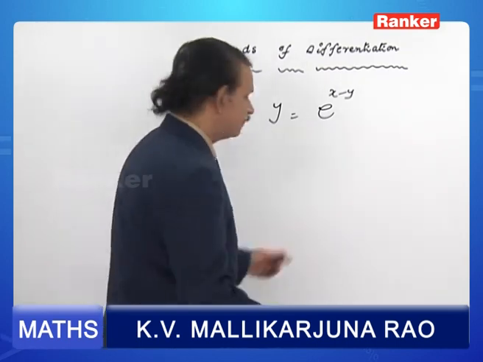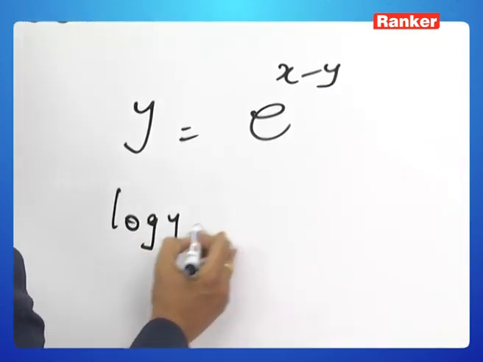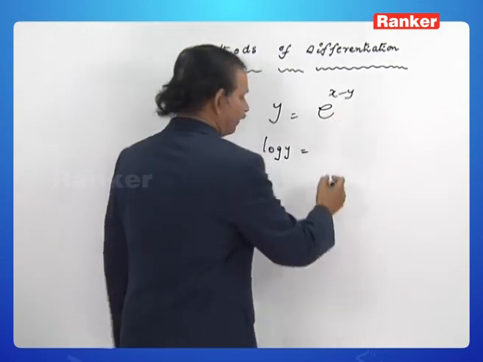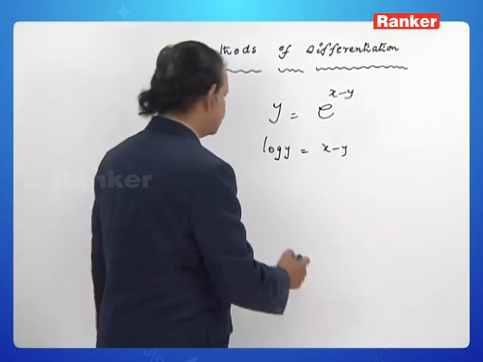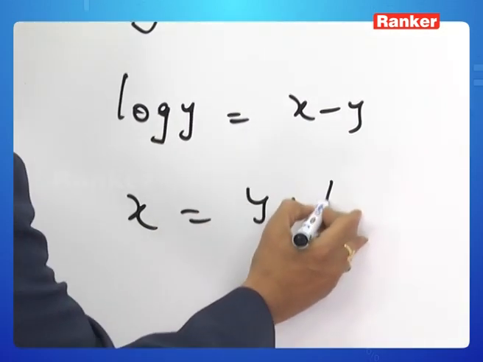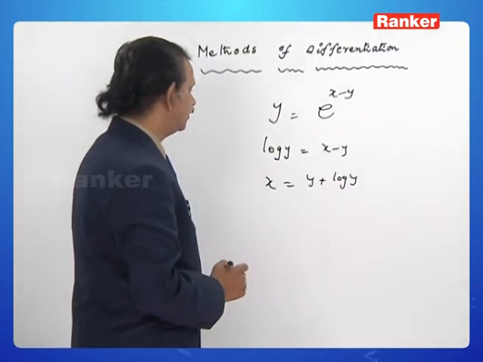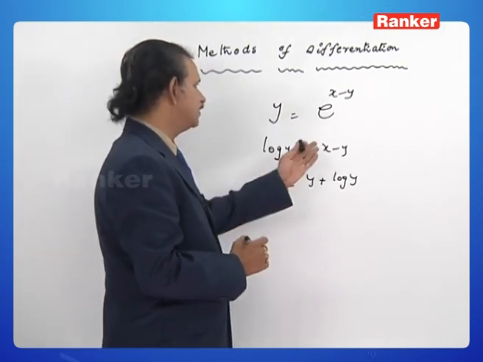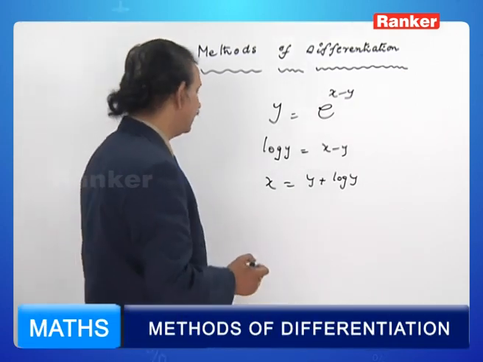How does it look? Log y is equal to x log of e power x minus y, that is x minus y into log e, but log e is 1, hence it is x is equal to y plus log y. Y is equal to e power x minus y. So log y is equal to x minus 1 into log e. Log e is nothing but 1. So it is x minus y.